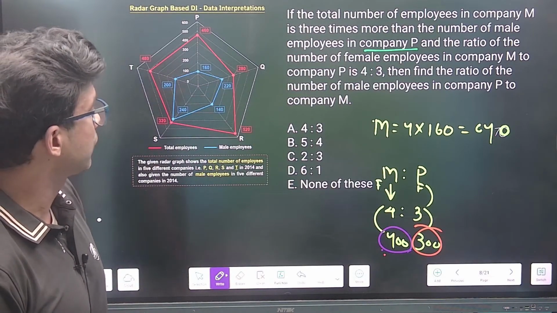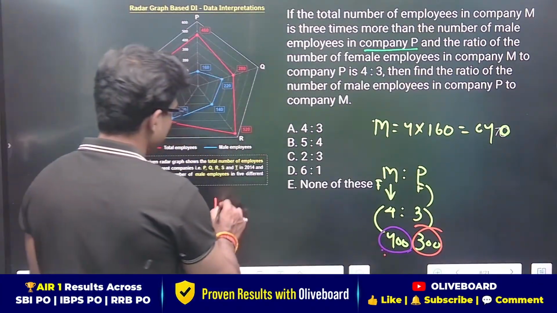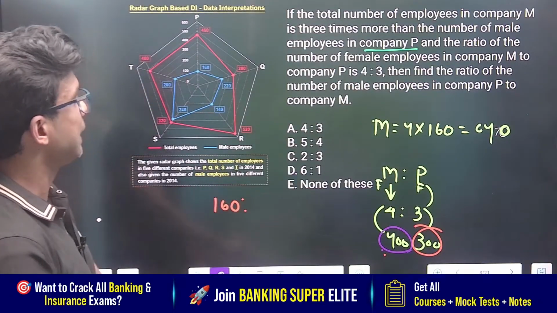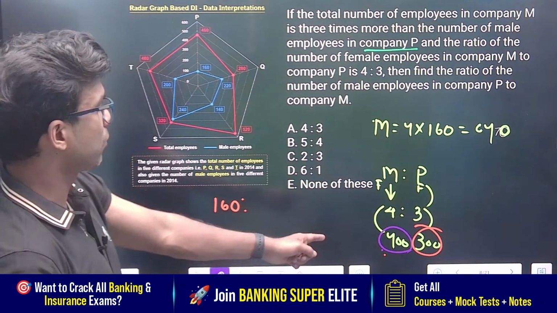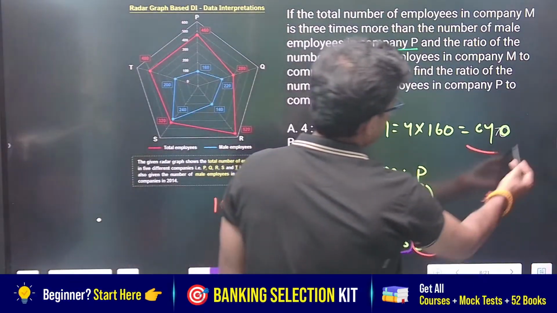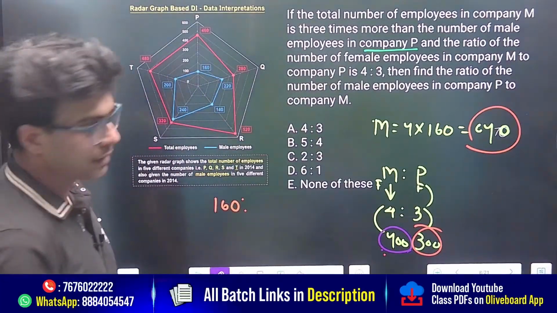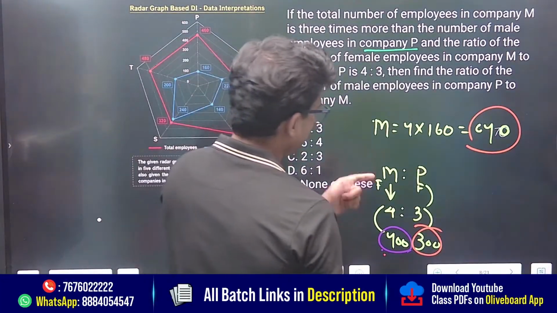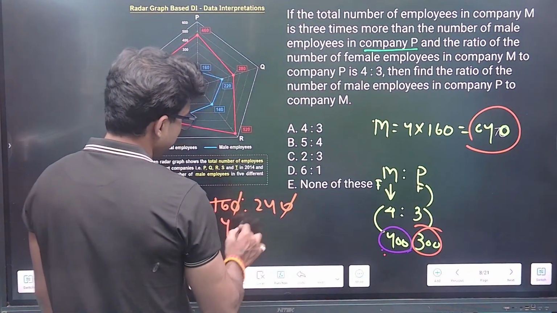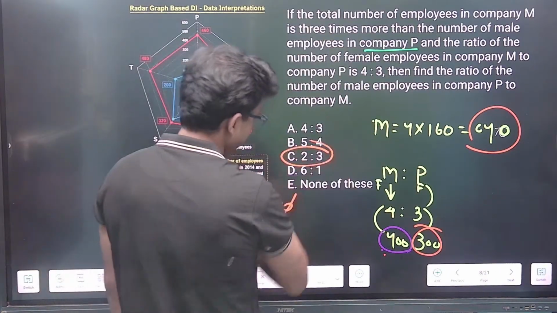Then find the ratio of the number of male employees in company P. Male employees in company P is quite 160 only, no? Because just now we figured it out. To the male employees in company M. Total employees in company M is how much? 640. Out of which female employees are 400. So how much would be the male employees? Can I say 240? Because 640 minus 400, the male employees would be 240. 0 cancel out. 4 4s are 16, 4 6s are 24. It's 2:3 is the answer. Option number C.